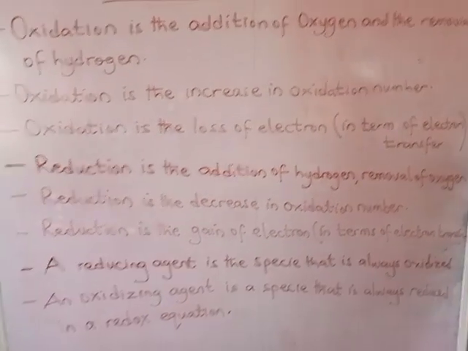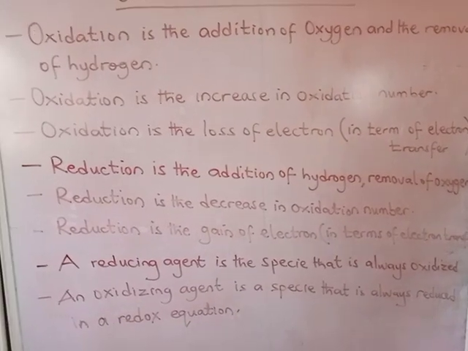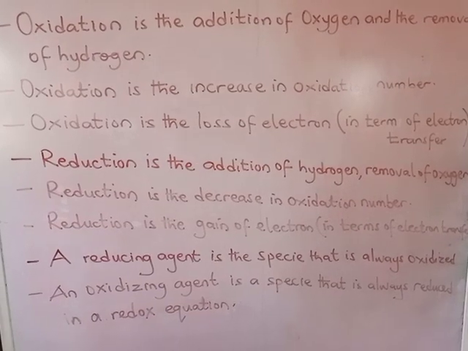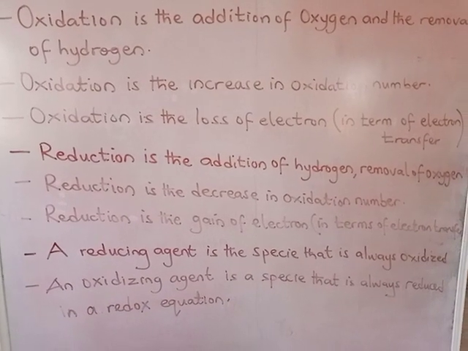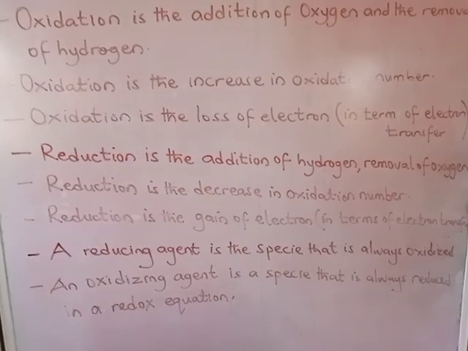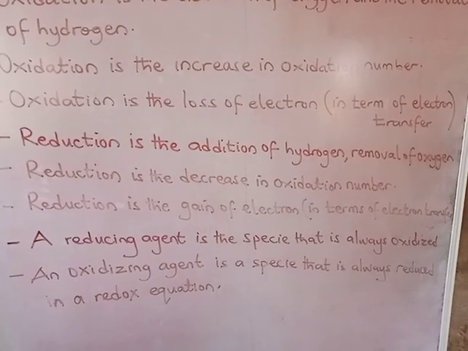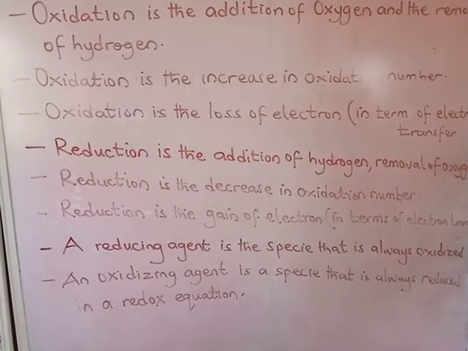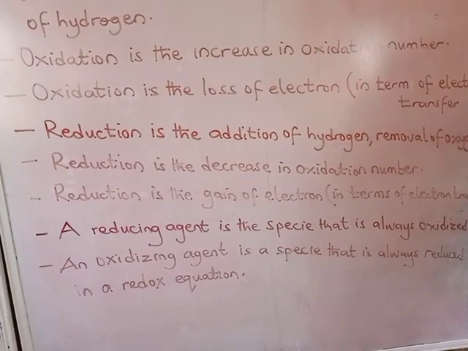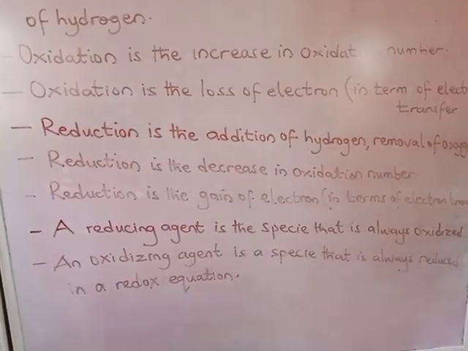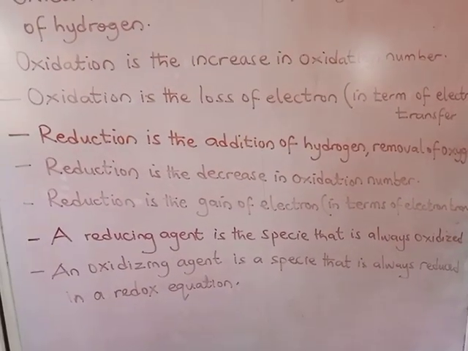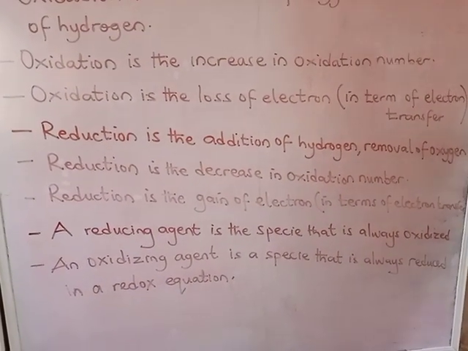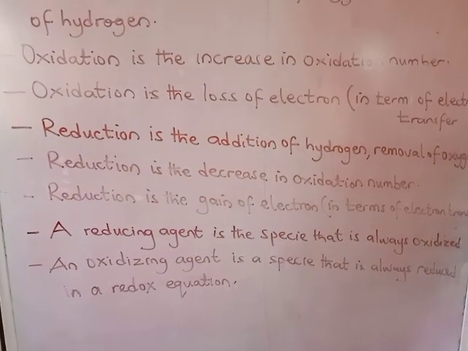Now, when we talk about oxidation, then we have a reducing agent and an oxidizing agent. So how do you identify a reducing agent and an oxidizing agent? A reducing agent is a species that is always oxidized in a redox equation, while an oxidizing agent is a species that is always reduced in a redox equation.